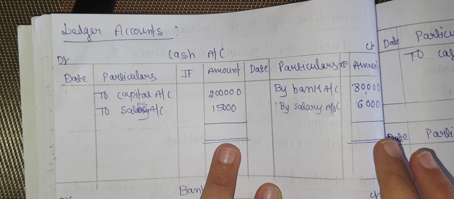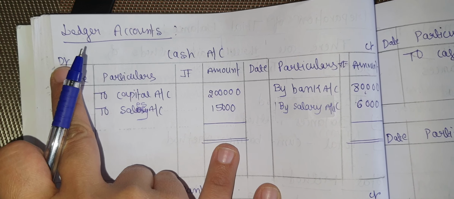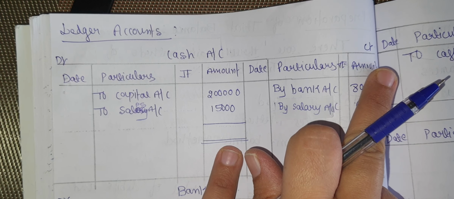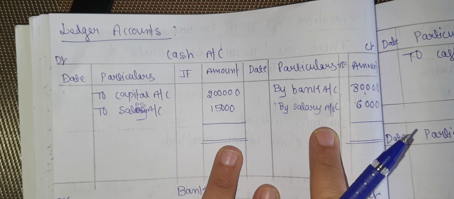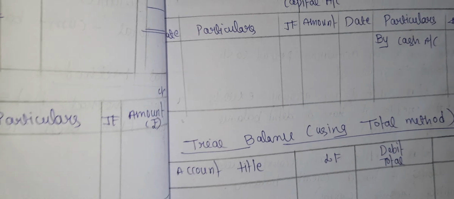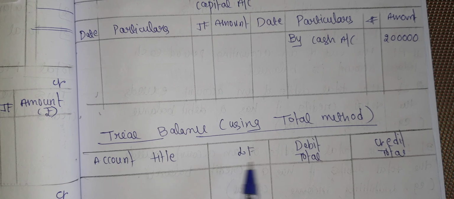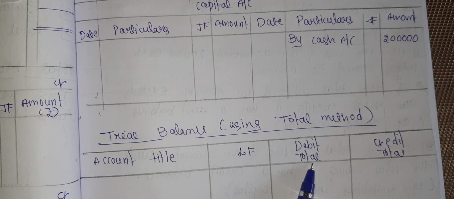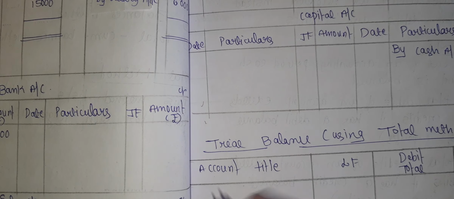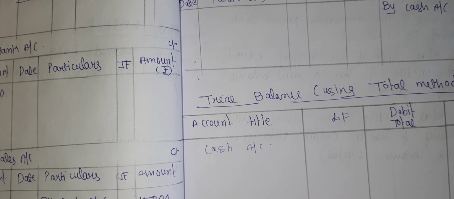But in the total method, we will record only the total of debit and credit. We should not record the closing balance in the total method. So, the format of the trial balance is account title, ledger folio, debit total and credit total. Here the first one is cash account, or write down cash.